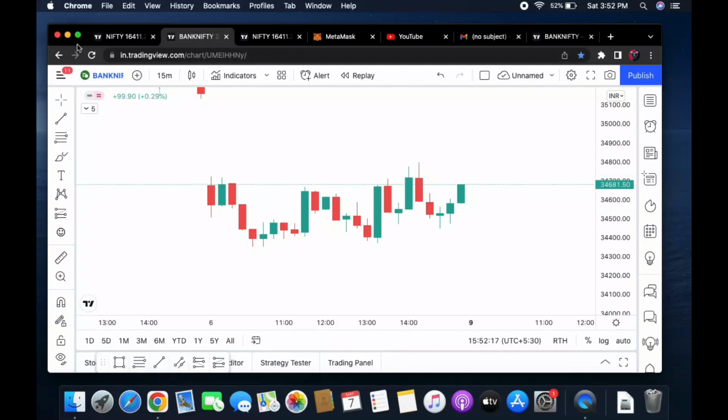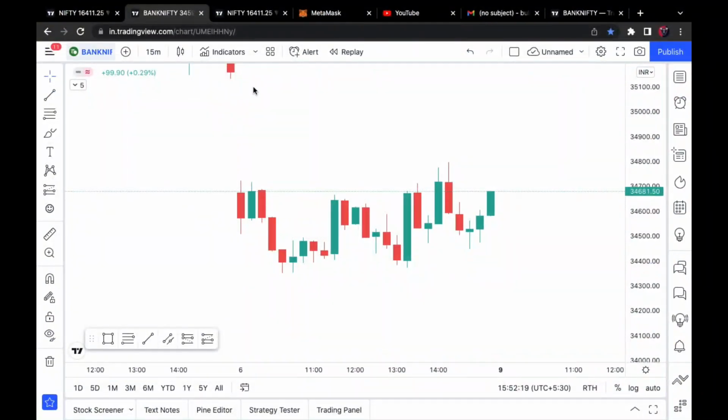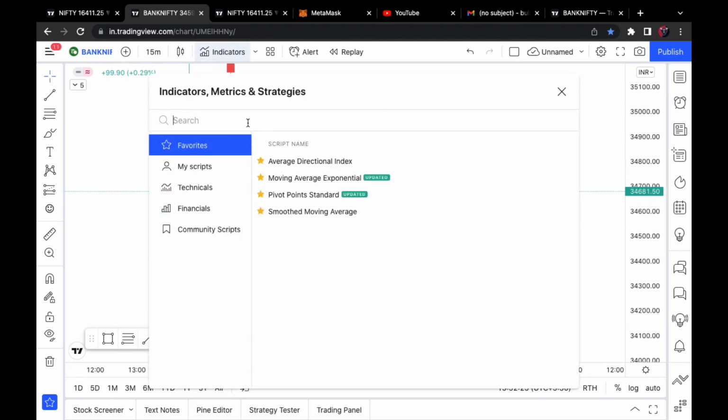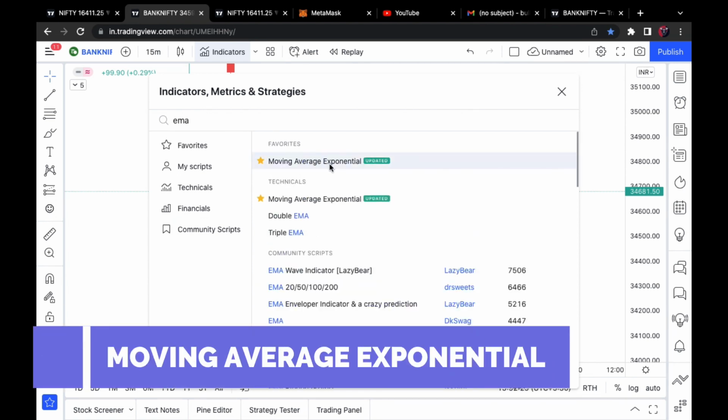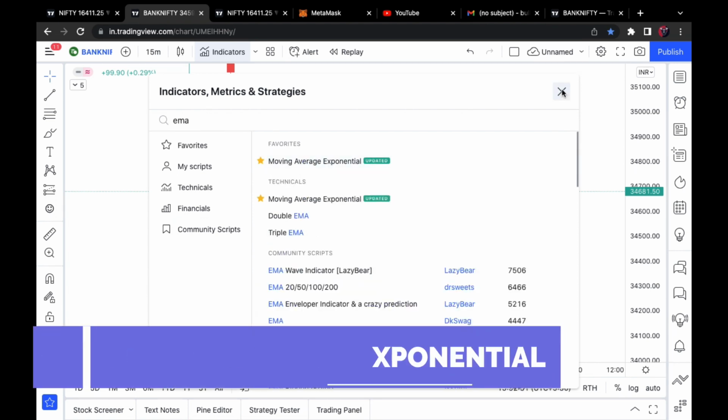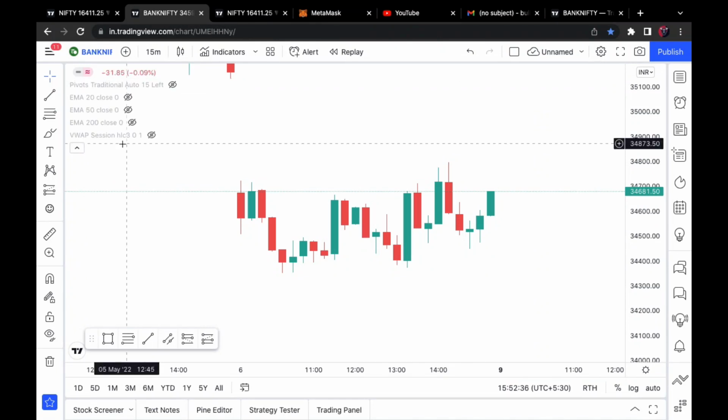You need to go to the TradingView website. In the indicator section, you need to search for EMA. This will come up as moving average exponential. I have already put this on the chart. So the first important indicator is the EMA.